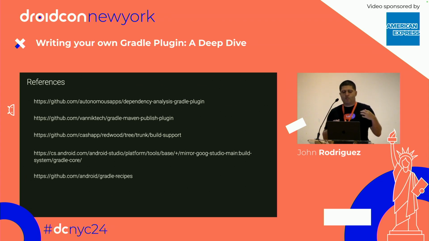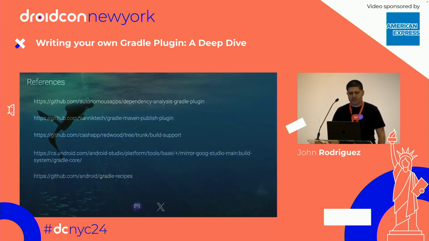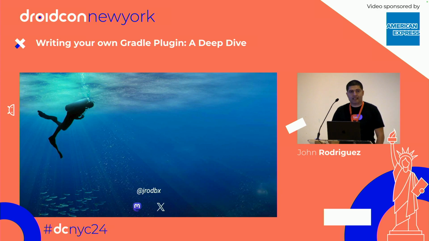And then if you want to see how task wiring in AGP works with canonical examples, that last one there, the Gradle recipes, will serve you well. They've been keeping it up to date on every AGP release for at least 2 or 3 years now, so it's pretty clutch. With that, that was a lot, and thank you so much.